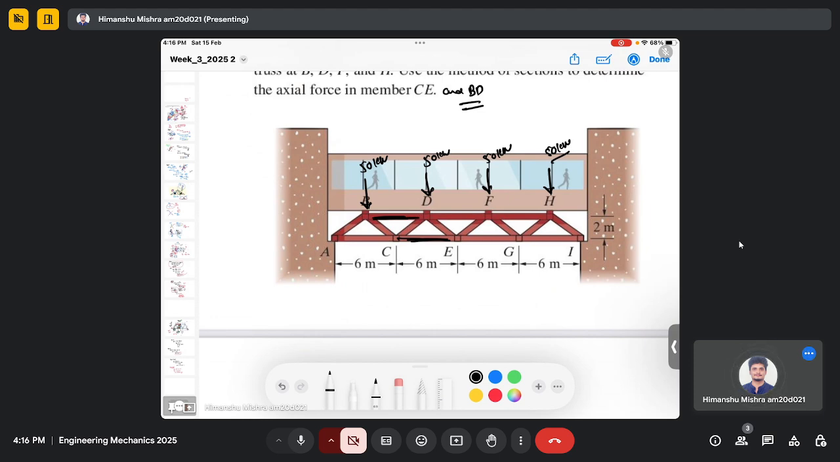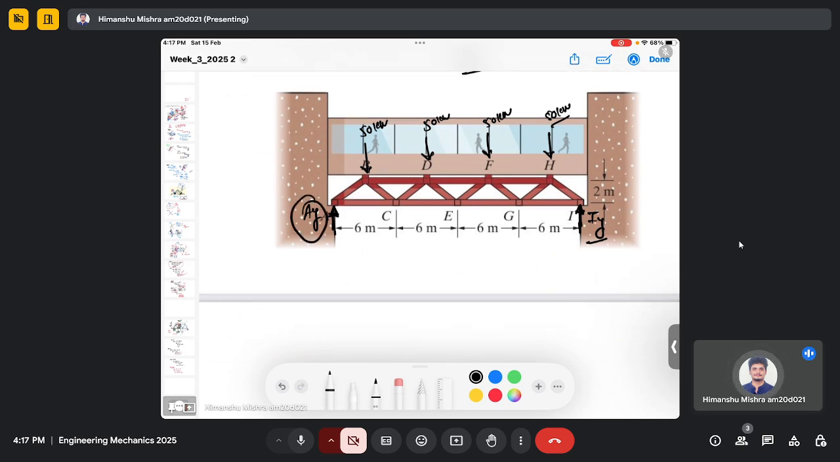So we can make a cut like this. But before we make a cut, let's find the reaction forces here. So it will be AY and IY. So let's find AY here.